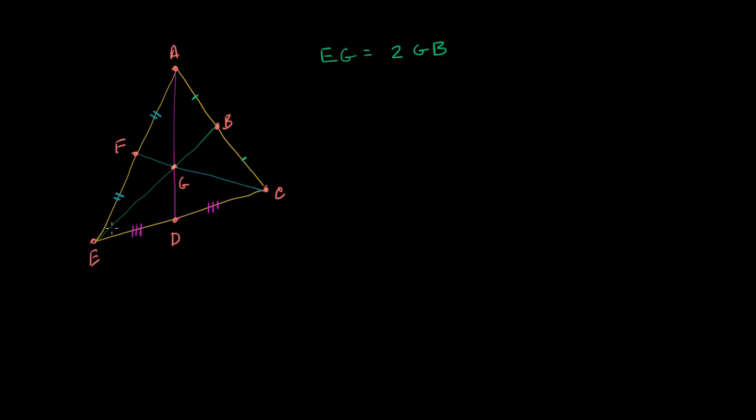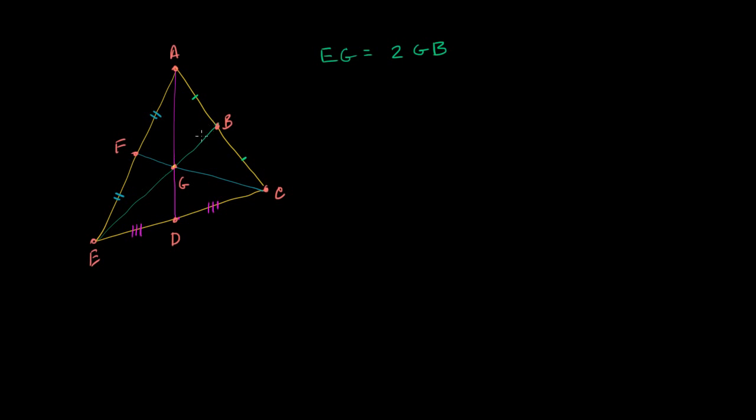And the logic that I'm using to prove this, you can use for any of the medians to show that the centroid is exactly 2/3 along the way of any median, or it divides it into a segment that's twice as long as the other segment. And to do that, I want to focus on triangle ABE. Triangle ABE right over here.